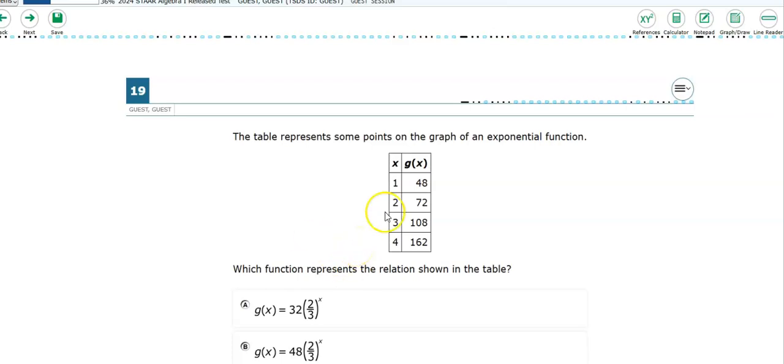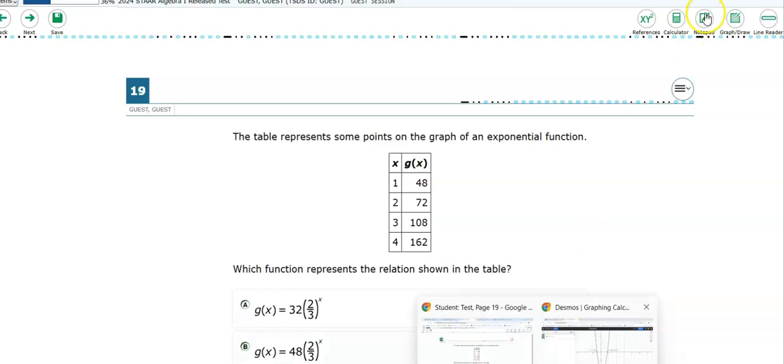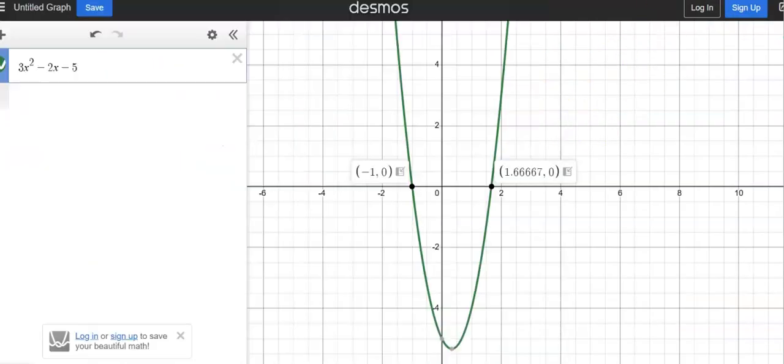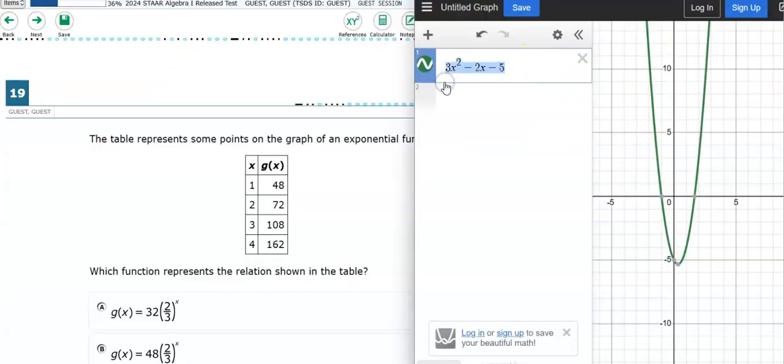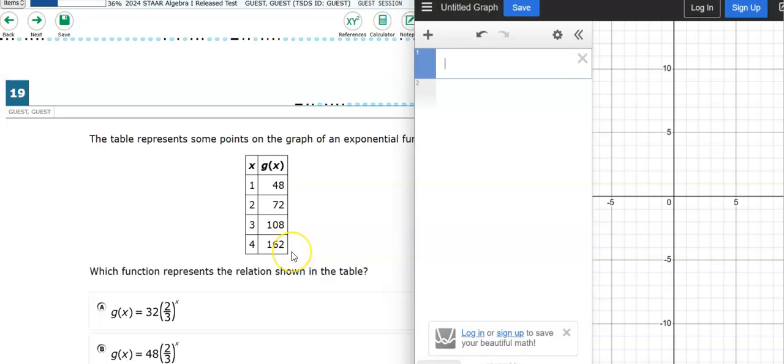All right, which function represents this? This is exponential. Exponential means as the x values are adding, the y values are multiplying. So we have to know how much we're multiplying by. To find that, I do the opposite of multiplication, which is divide. If I take the second one and divide by the first one, it gives me how much we are multiplying by.